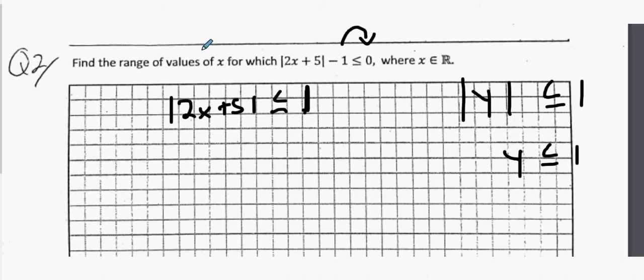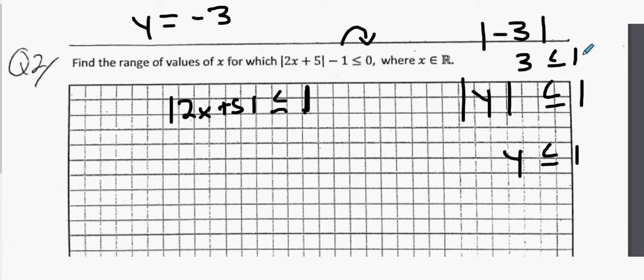What happens if I choose y equals minus 3? Will that work? Really? What's the modulus of minus 3? Is 3 smaller than 1? No. Damn. What about y equals minus 2? Will that work? Doesn't work, does it? Because the modulus of minus 2 is 2.